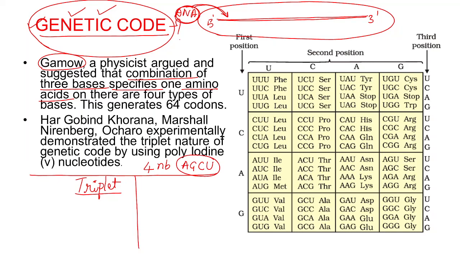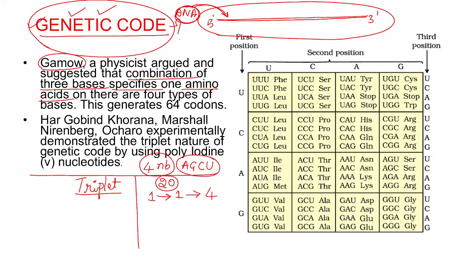That means out of these 4 nitrogenous bases only, how many amino acids should be produced? 20 amino acids. If one nitrogenous base is giving rise to one particular amino acid, then only 4 amino acids can be produced, but the number of amino acids is 20, right? So genetic code cannot be singlet.